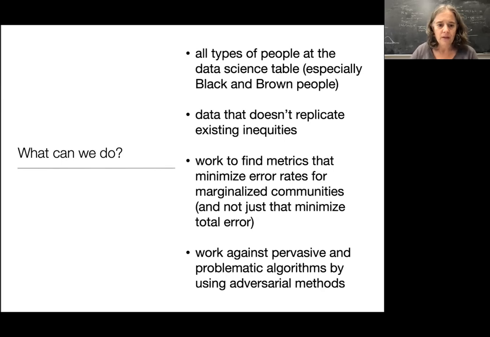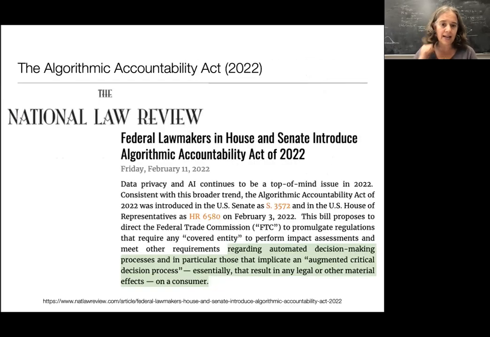Some good news is that both the Senate and the House have introduced bills regarding automated decision-making processes, putting some of those constraints that we've talked about onto the use of these algorithms in particular ways. These particular bills are enforced by the Federal Trade Commission, the FTC. So they wouldn't have jurisdiction over nonprofits and insurance, and certainly not over policing, but they would have jurisdiction over companies like Amazon.